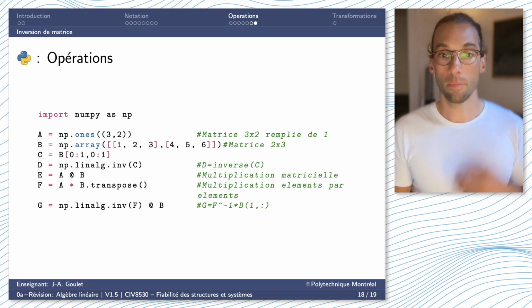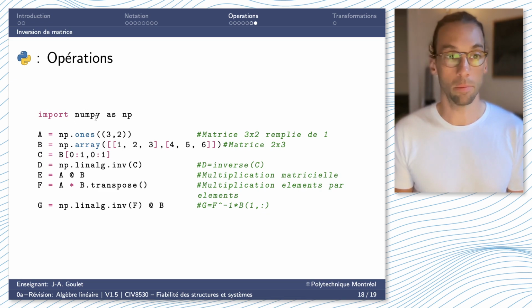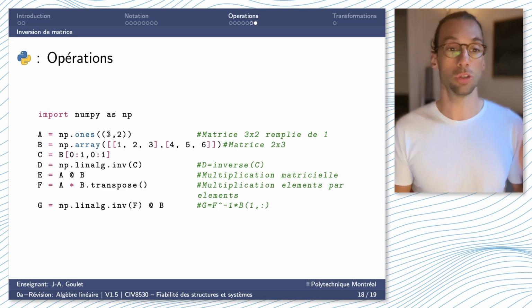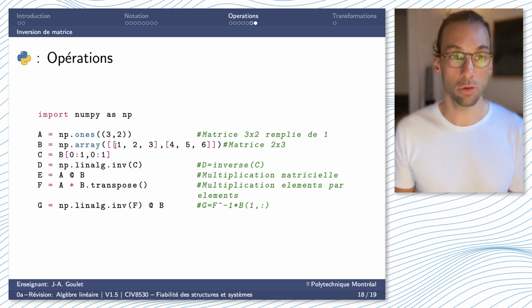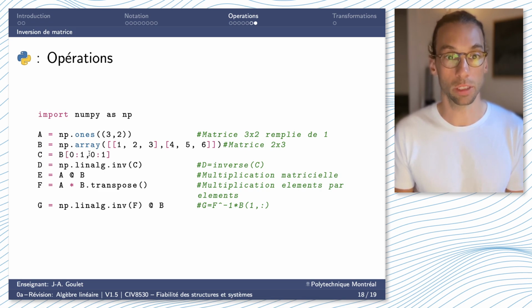Now, basic Python operations for these operations from the NumPy module. So ones, 3 by 2: a matrix of ones, 3 rows, 2 columns. Now I can build a manually defined matrix: first row 1 2 3, second row 4 5 6. I can access some terms of that matrix. So I'm going to take the first two rows of B, the first two columns of B. Again, zero-indexed Python. So it's going to be a 2 by 2 matrix.